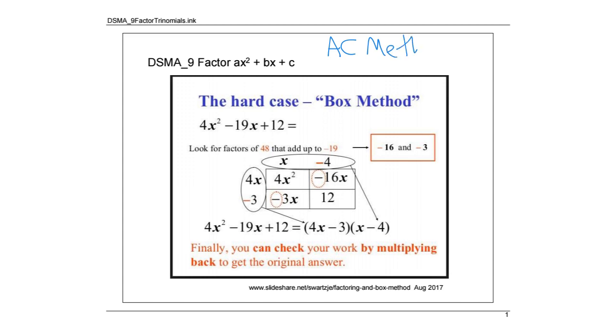If you want to practice more of these, you can go to khanacademy.org and you can type in factoring. You can say the AC method, you can say the box method. Another method is the asterisk method, which is kind of interesting too. They really all start the same way. It's just a different way to organize.